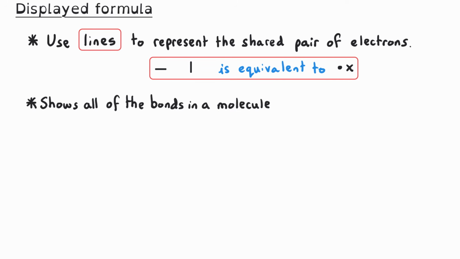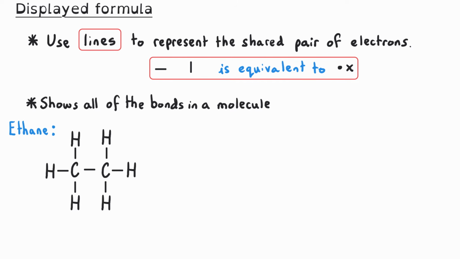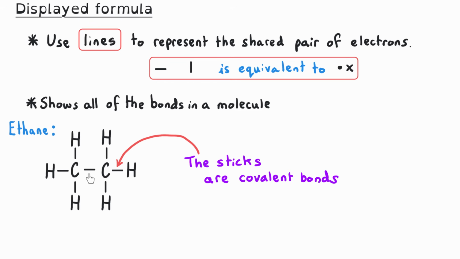And displayed formulae show all of the bonds in a molecule. So they don't just show which atoms of each element a molecule contains, it shows how they are bonded together. So for instance, in this molecule of ethane here, you can see that there are two carbon atoms sharing a covalent bond, and each of those two carbon atoms has got three hydrogen atoms coming out from it at each of the compass points. We normally show displayed formulae as up, down, left, right at 90-degree angles to each other, but each of those sticks is showing a covalent bond.